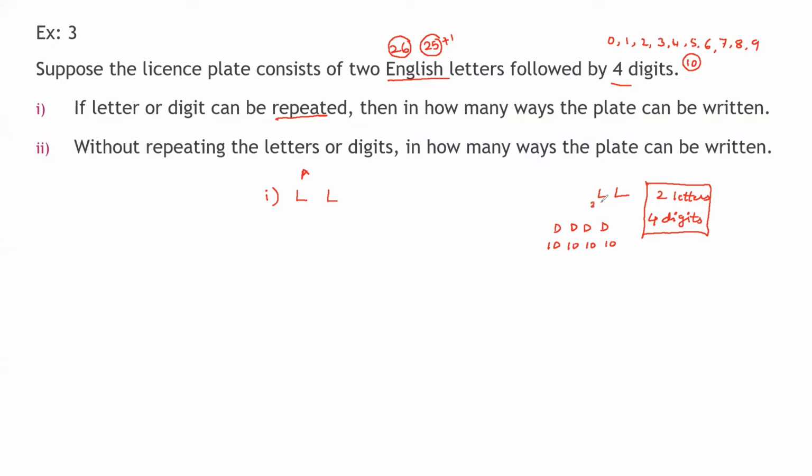So here it will be 26, 26. You have to consider all together. All together means multiplication. Okay, L, L, D, D, D, D. That is 26 into 26 into 10 into 10 into 10 into 10. So this is the number of ways.